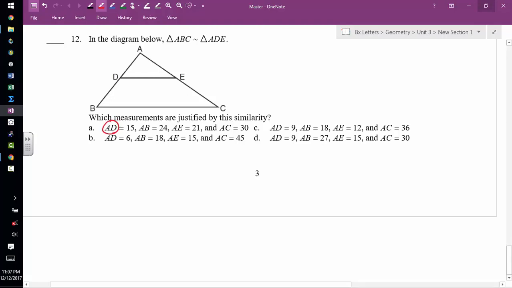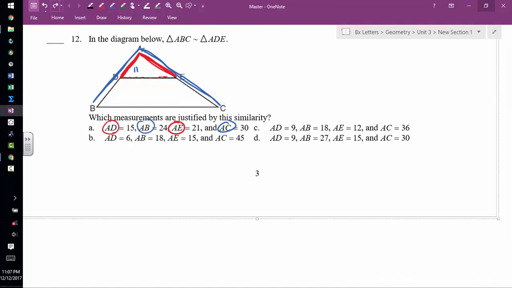So you have to look at these sides and figure out where they are. I see AD and AE. They belong to that small triangle up there. And then the other sides, AB, that's the side of the big triangle. And AC is the other side of the big triangle. And we can see the red here and the blue here, they correspond. The red here and the blue there, they correspond.